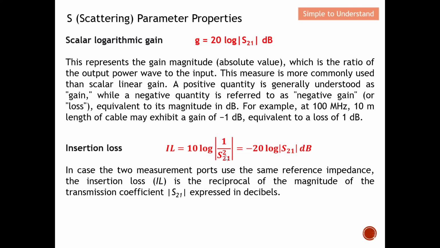So this measures how much is lost. If I transmit at port number 1 and I measure at port number 2, this insertion loss tells me how much power is lost within the DUT. So don't be confused about all these different terms. Insertion loss determines how much will be lost when you send an incident wave and measure at the output. This is what we call insertion loss.